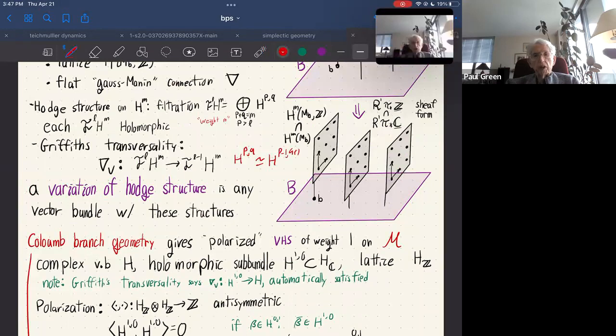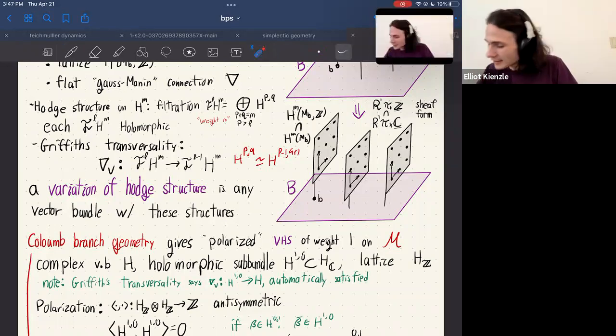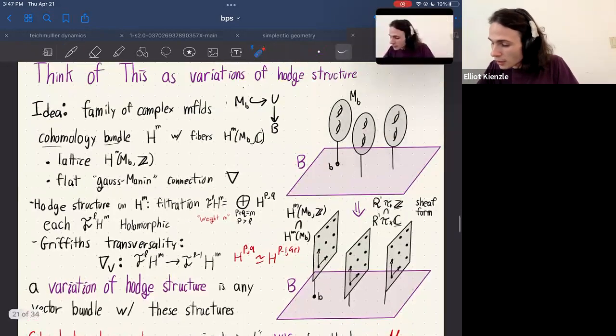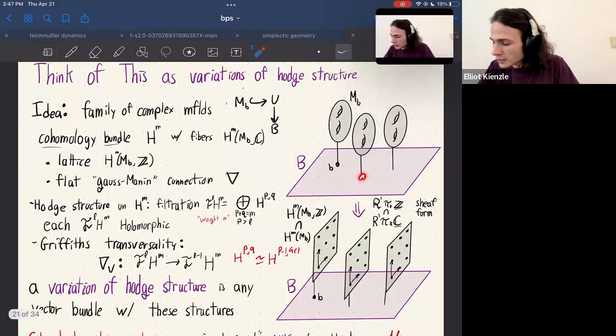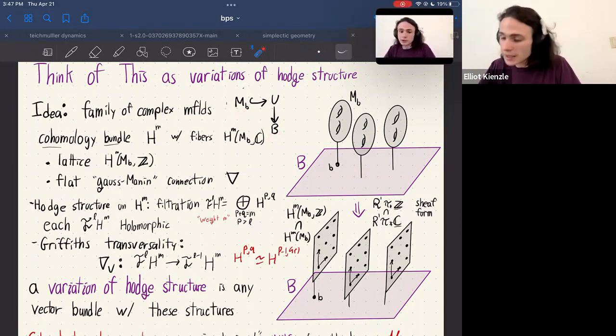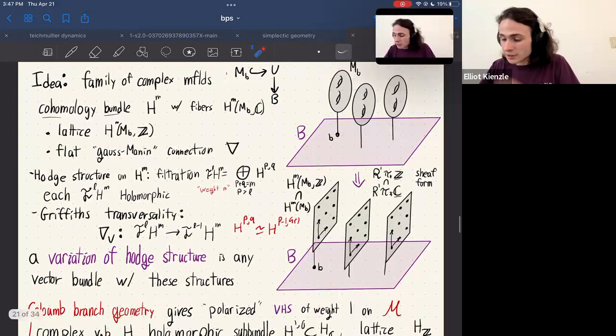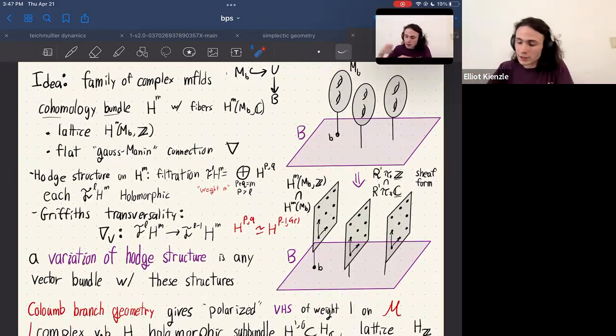Although the connection is flat, it presumably has monodromy. Yeah, it does have monodromy. Right now, I'm looking at this in the trivial case, but in reality, this is only going to be a family of manifolds outside of some singular locus on the base. And where this singular locus hits, if we go around that, we're going to get monodromy of the flat connection. And that's going to have all the interesting stuff that happens in Hodge structures. Yeah, thank you.